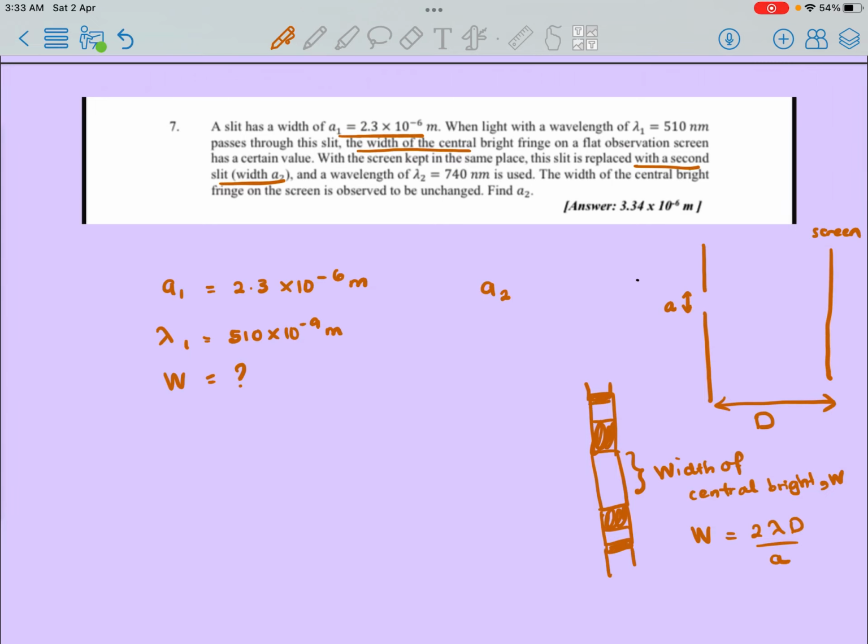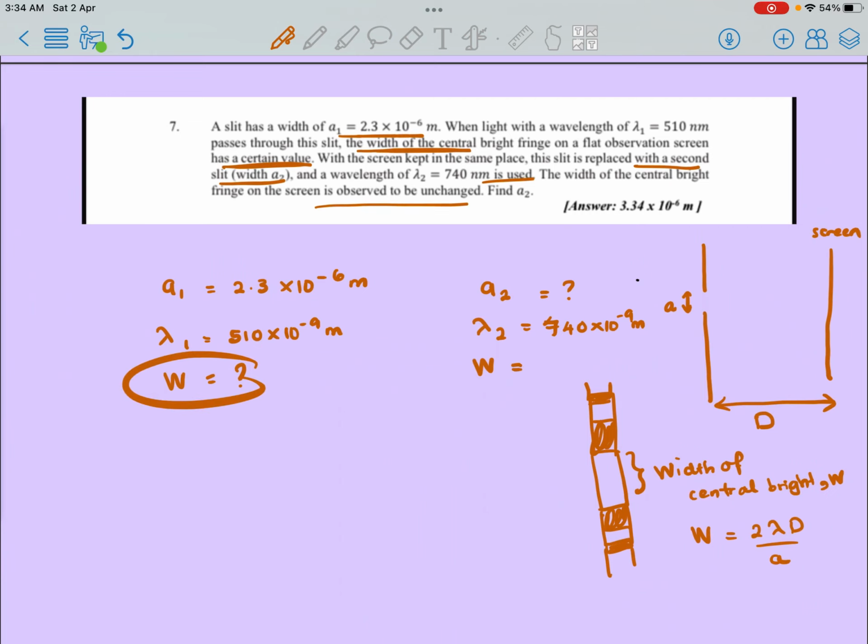And a wavelength, so dia guna cahaya lain pula, 740 nanometer is used, okay? So tadi daripada A1 guna lambda 1, lepas tu dia tukar A2 dengan lambda 2, okay? And then the width of the center bright fringe on the screen is observed to be unchanged, okay? So apa maksud observed to be unchanged? Maksudnya adalah width itu walaupun dia dah tukar dia punya size of slit, cahaya yang baru, lambda baru, but the width remain unchanged, okay? So we know that the width tadi ada certain value, we don't know the value, but we know that it's unchanged, okay?